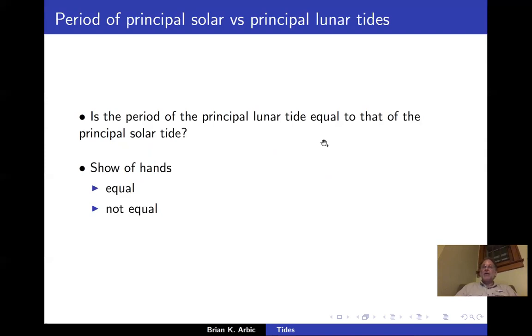So the next question, is the period of the principal lunar tide equal to that of the principal solar tide? So again, if we were all together in person, I would ask for a show of hands, but just think about it a little bit. Do you think that the periods of the lunar and solar tides are equal or not equal? So I'll pause for a second.